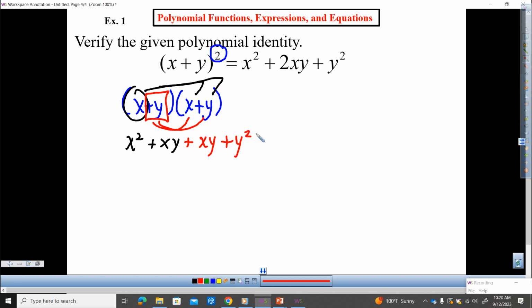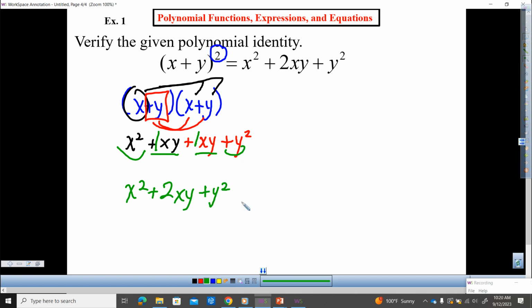Are we done multiplying? Yes. Now we combine, yeah? Is there another x squared? No, bring it down. Is there another xy? Yes. So here's 1xy plus 1xy. How many do we have? 2xy. And then we bring down the y squared.